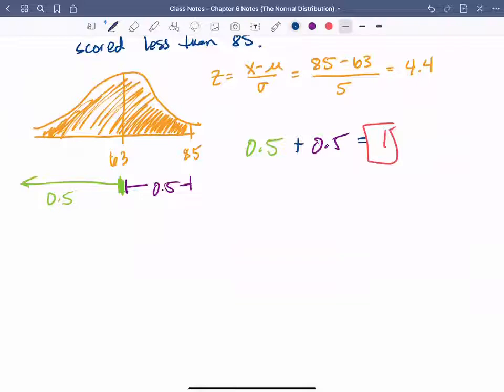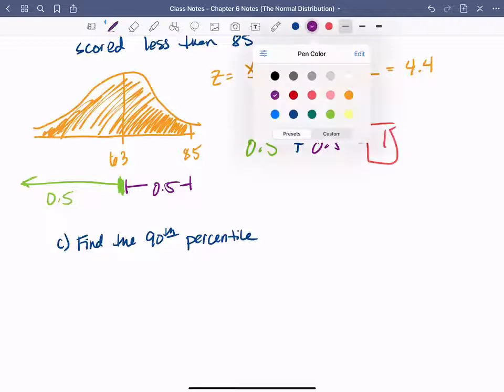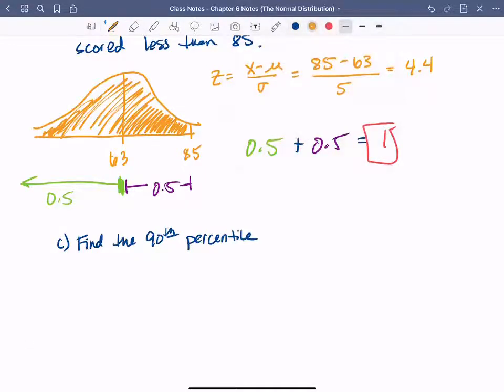All right, moving on. We have part C, which says find the 90th percentile. So when we say find the 90th percentile, that means we're going to find at 90% and lower. Okay, so here's what the visual looks like. So we're here, 63 right here. We know 90% is over here somewhere.